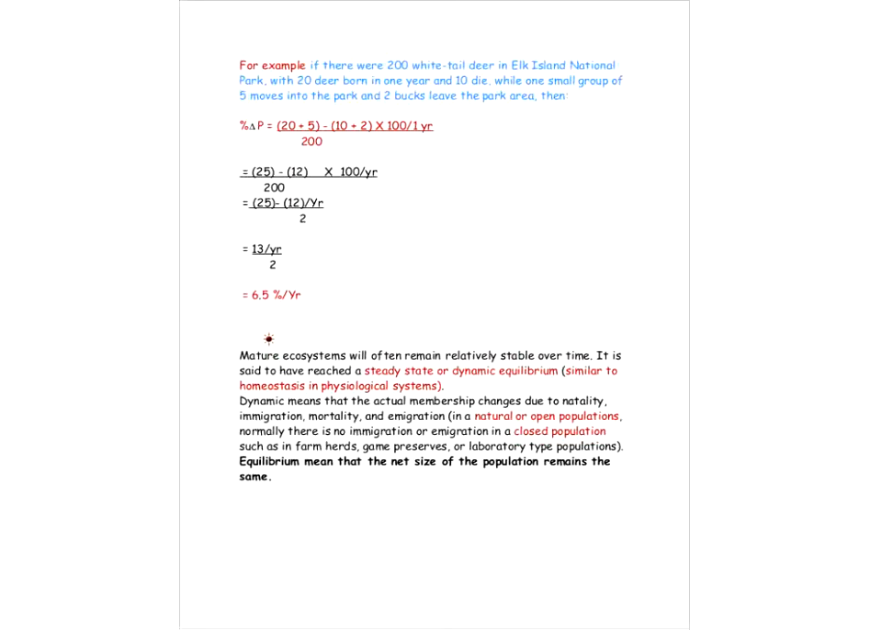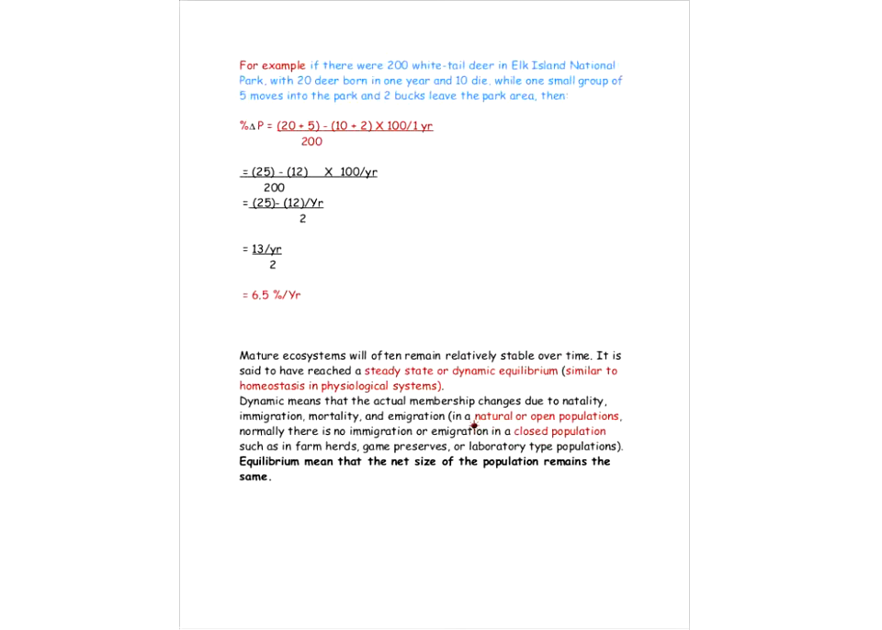This concept is talking about how mature ecosystems are fairly stable over time. If you've got a mature forest, you've got a fairly stable ecosystem over time. We call this a steady state or dynamic equilibrium. The reason we call it dynamic equilibrium is because you've got some creatures leaving and some staying, but overall it's roughly equal. Dynamic is changing, but equilibrium means it's equal. So we do have some natality, death, and mortality in a dynamic equilibrium.